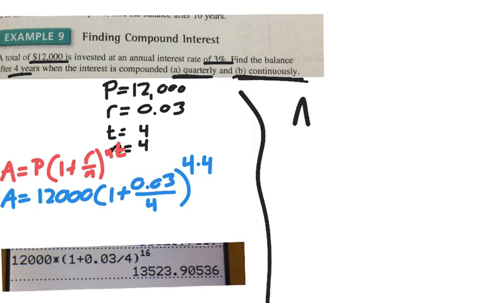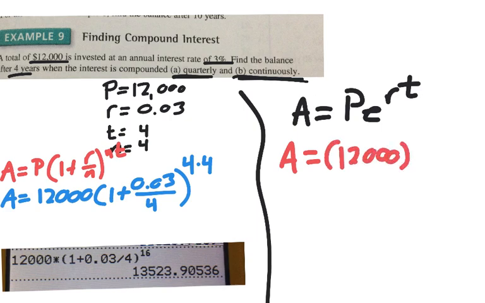So, in that formula, I've got A equals Pert, P times e raised to the rt. So substituting in, I get A equals the principal, which is 12,000, times e raised to the r, which is 0.03, times t, which is 4.